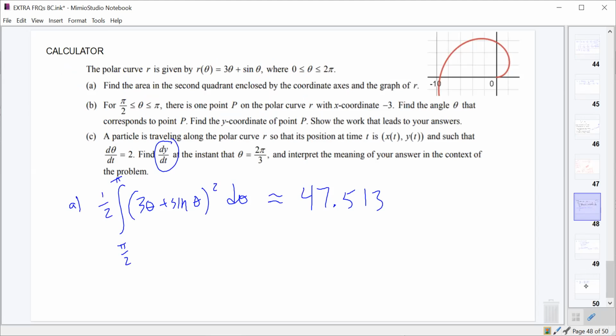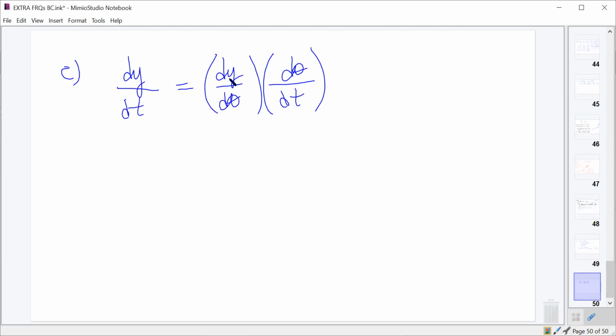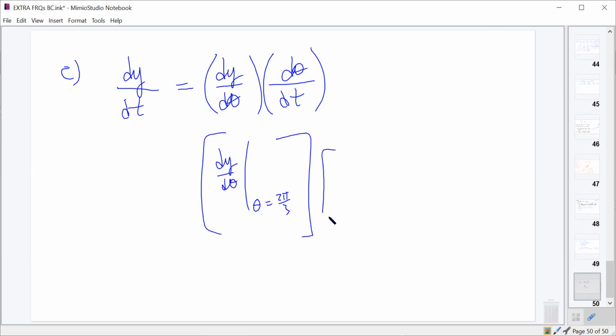value of dy d theta is just the derivative of our y coordinate. So that's dy d theta, which you don't need to actually evaluate, at theta equals, I believe it was 2 pi over 3, times 2 equals our dy dt value. And it looks like that comes out to be -2.819. And I think it asks you to interpret it also. So you just say the y coordinate of the particle is decreasing at a rate of 2.819, something like that.